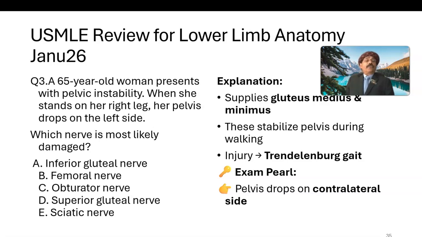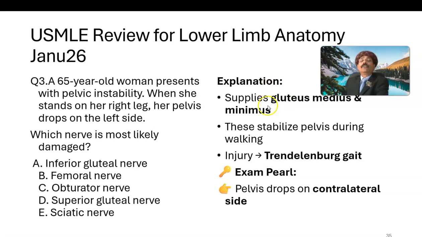Okay, here a 65-year-old woman presents with pelvic instability. When she stands on her right leg, her pelvis drops on the left side. Which nerve is most likely damaged? We have gone through the Trendelenburg sign. So the nerve lesion is the superior gluteal nerve.